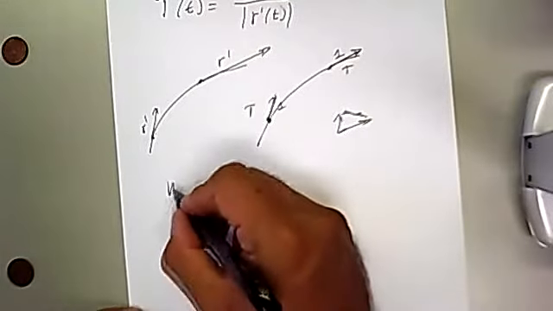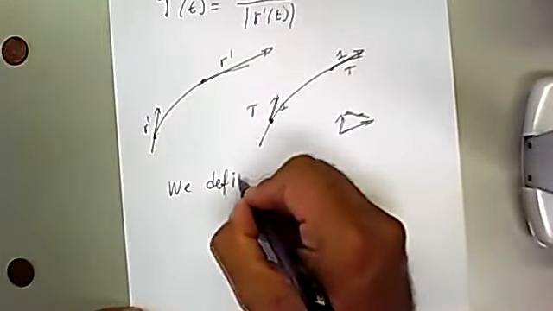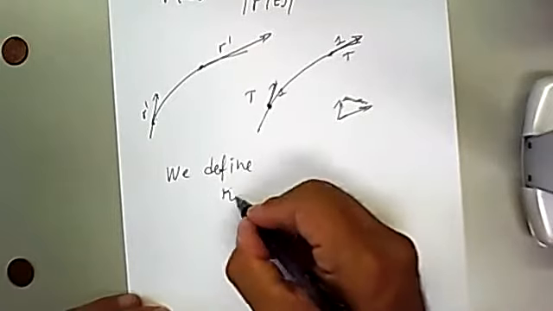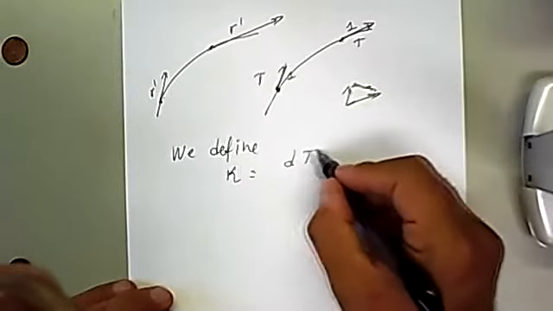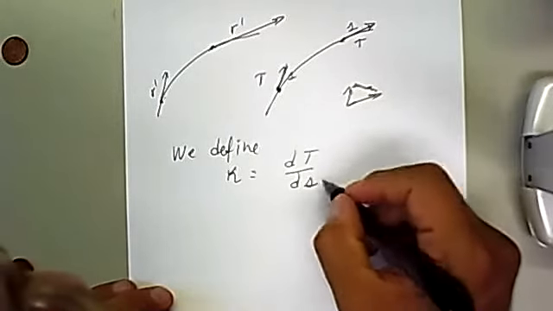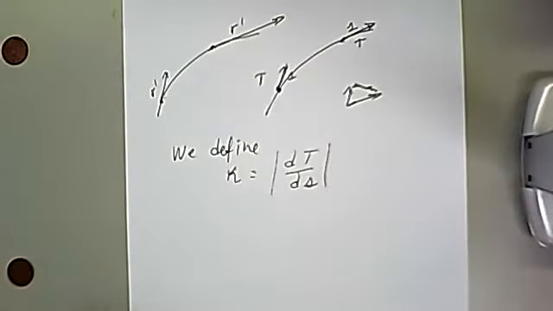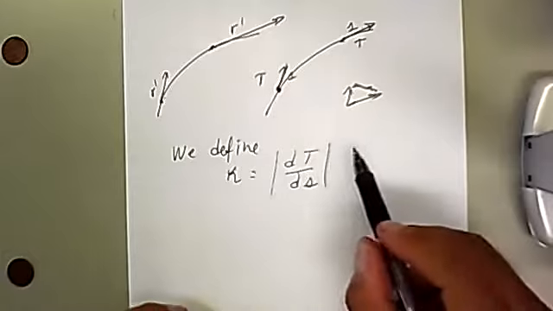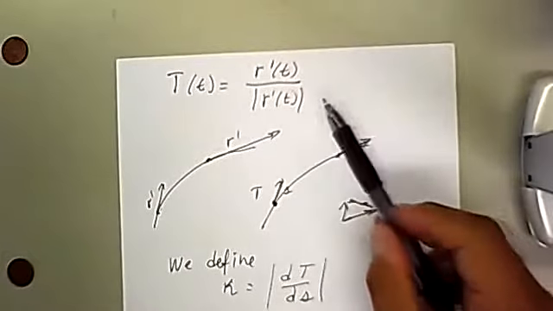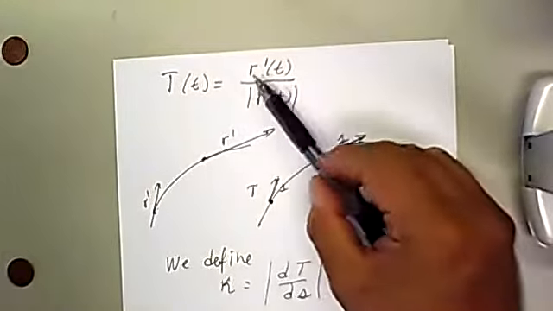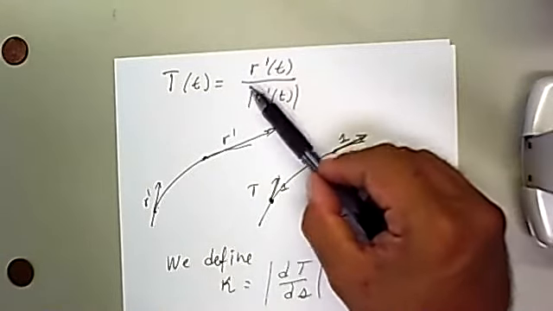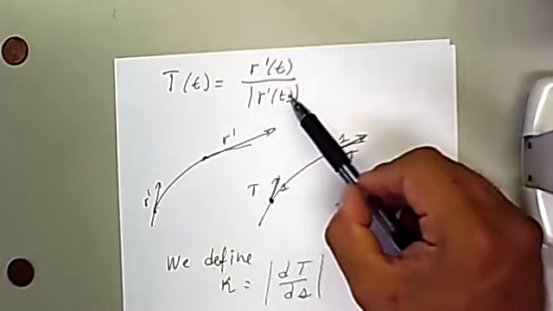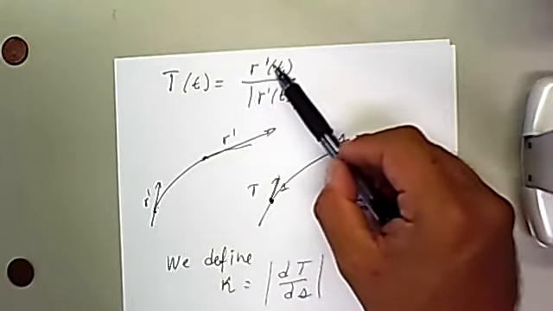So we defined curvature, that's a kappa rather than a k, as the absolute value of the derivative of T with respect to the arc length s. So when you start with a curve r, you have to find the derivative. Then you have to find the magnitude. You have to divide.